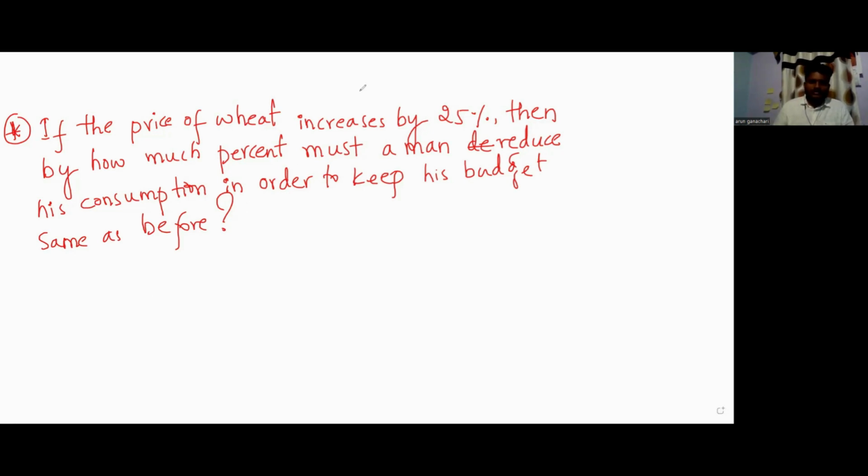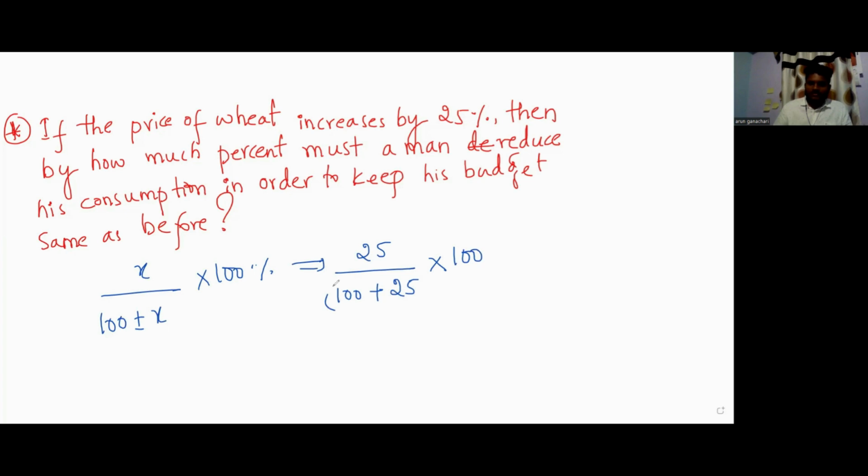To solve this, again the same formula: X upon 100 plus or minus X into 100 percentage. Here X is 25, and it is an increase. So we have to take 100 plus 25 into 100. What is 100 plus 25? 100 plus 25 is 125. So 25 ones are 25, 5s are. What is 1 by 5? 1 by 5 is 20 percentage. Getting this? Very easy kind of sum.